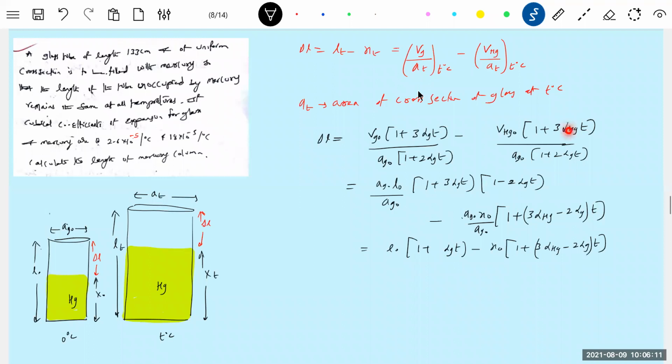Gamma, okay, this is some, not 3, better we'll write gamma. Liquid, no? Liquid we should not write alpha. You have to do binomial expansion. So alpha G into alpha G, the product of that will be very small. Gamma Hg minus alpha into 2 alpha G. Again, if you take the product, will be very small. Finally, we'll get this much.